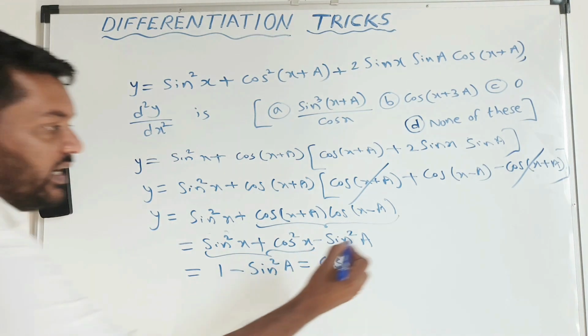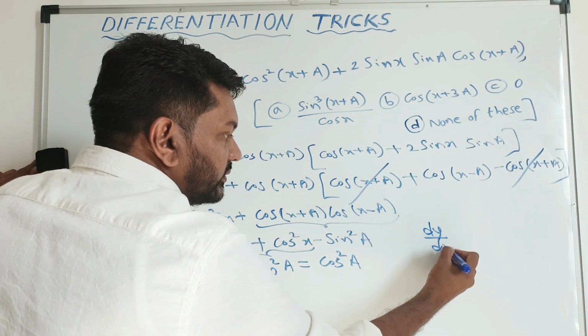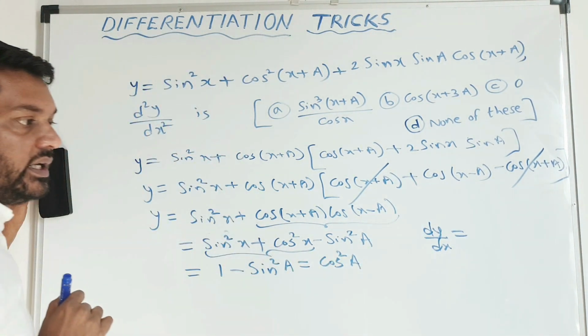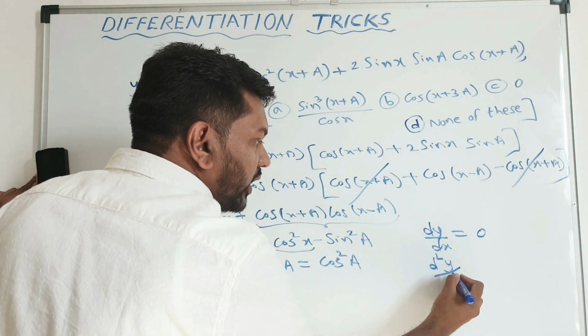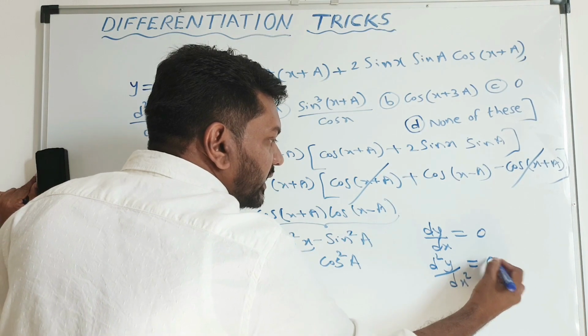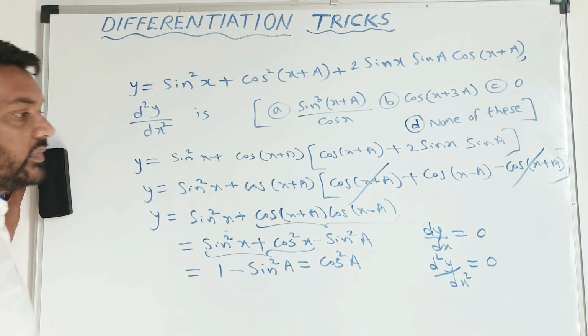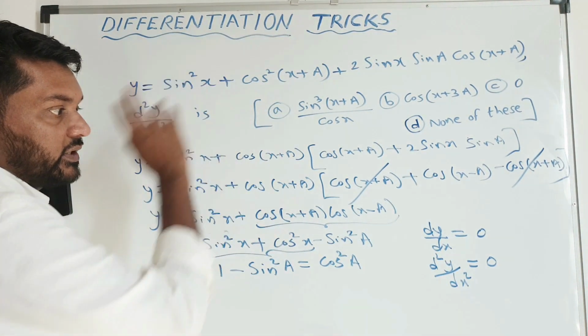Now I am finding dy by dx. Cos square a is a constant, so its derivative will be 0. Again differentiating, d square y by dx square, you will get it as 0. This is the normal way of doing this question.